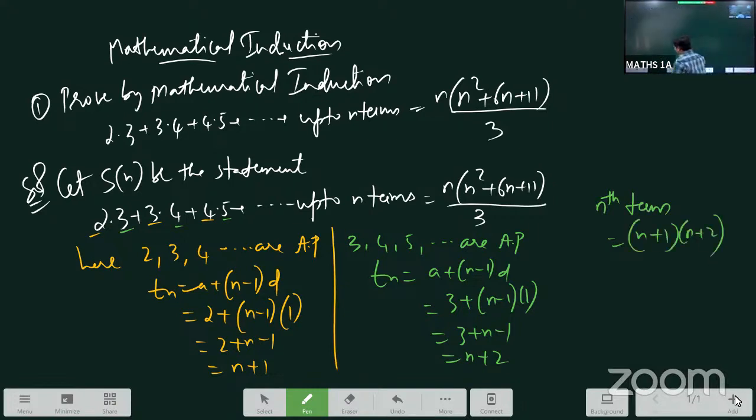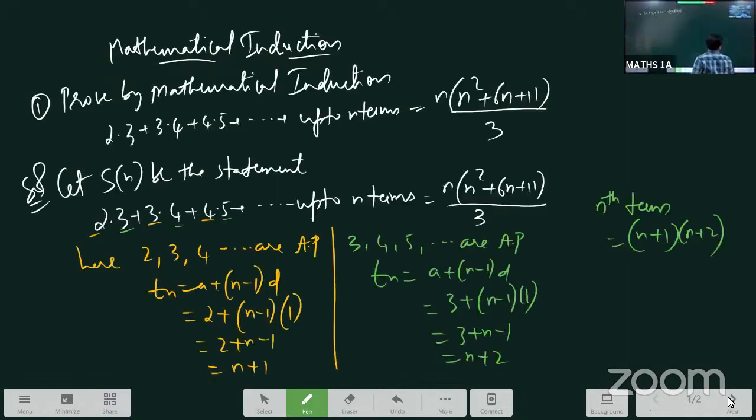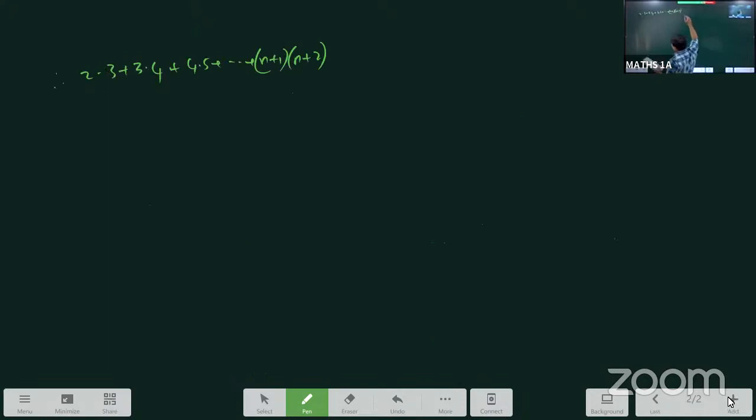Let's write the statement. Therefore 2 into 3 plus 3 into 4 plus 4 into 5 plus so on plus n plus 1 into n plus 2. That is, your nth term is n plus 1 into n plus 2, that is equal to n into n square plus 6n plus 11 by 3. Now the nth term was not given, we found the nth term.